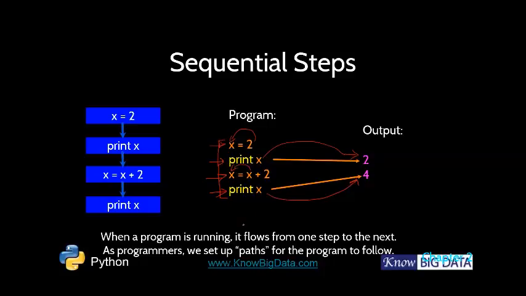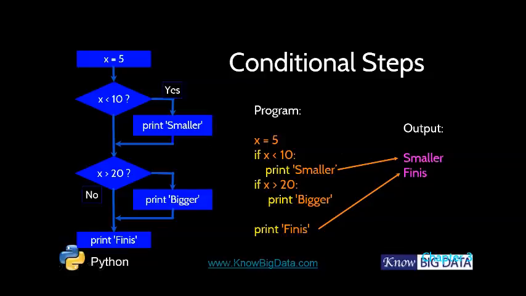Right? What it says, when a program is running, it flows from one step to the next. So as programmers, we need to set up paths for the program to follow. Now it is our responsibility to give a path to our program. All right. This is what we are talking about, the sequential steps. Now let's see about conditional steps. As we discussed, conditional steps are something which can be skipped if required, right? So let's understand this piece of code over here.